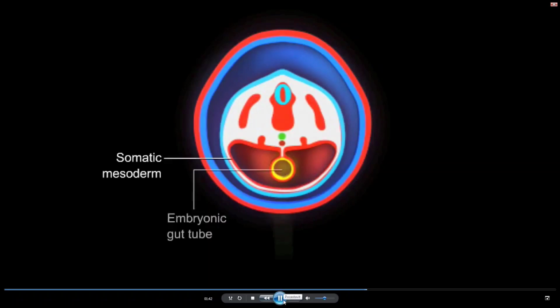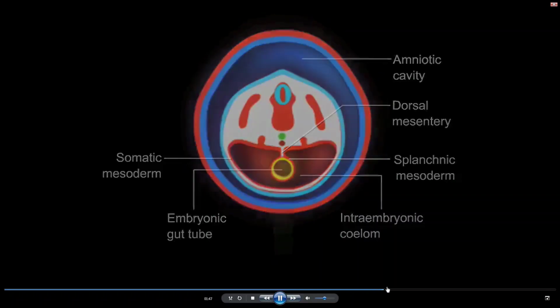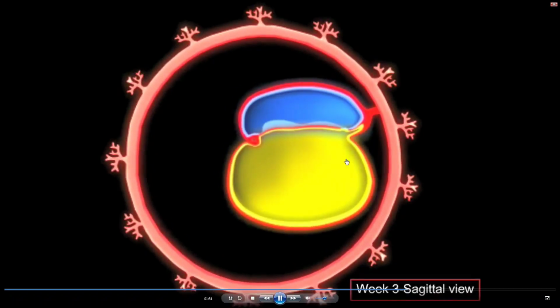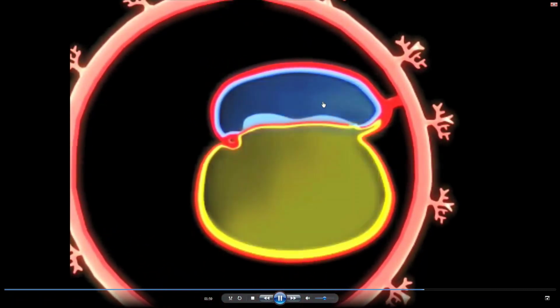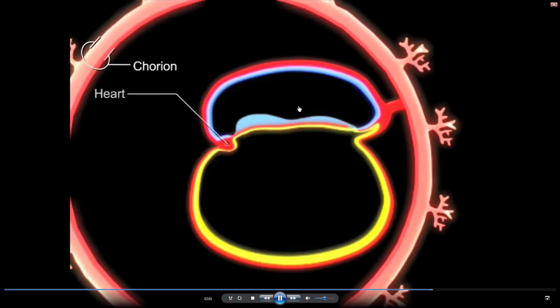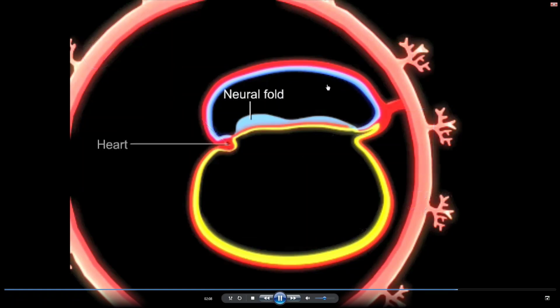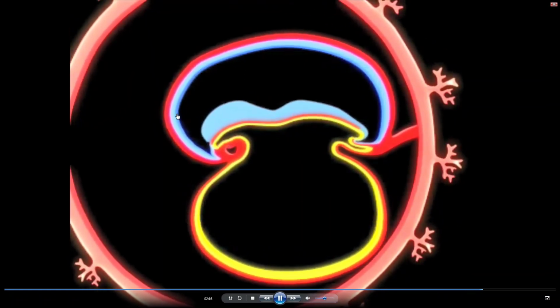So let's go to the sagittal view, probably the last view, folding in the sagittal plane. What we can see right here is the 3rd week, and we are starting the 4th week because we start to fold. So this is the chorionic cavity around. There is an amniotic cavity. Here we can see really nice neural folds and the connecting stalk, which gives rise to the umbilical cord.